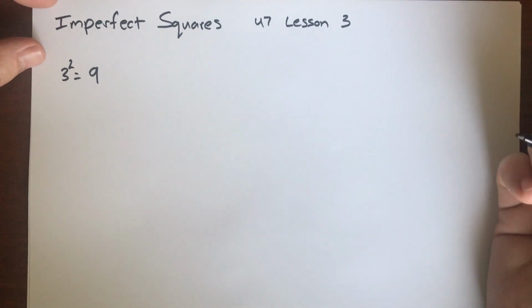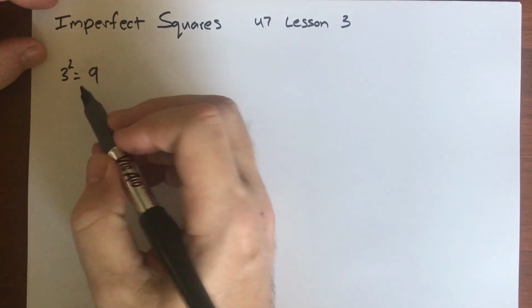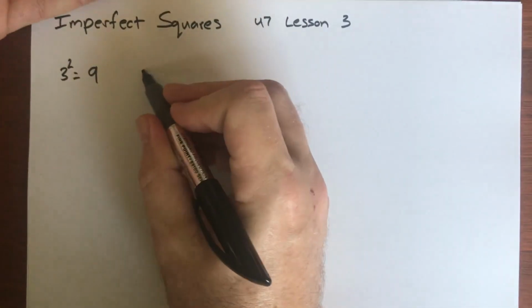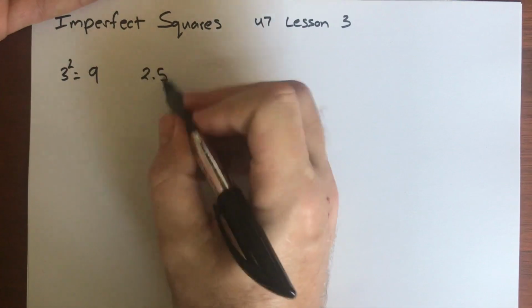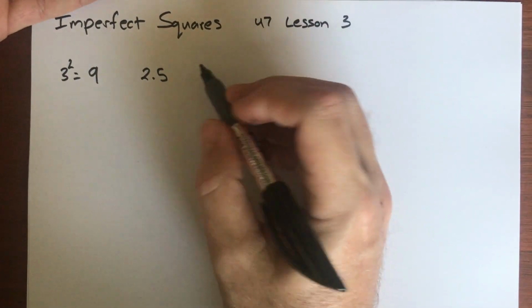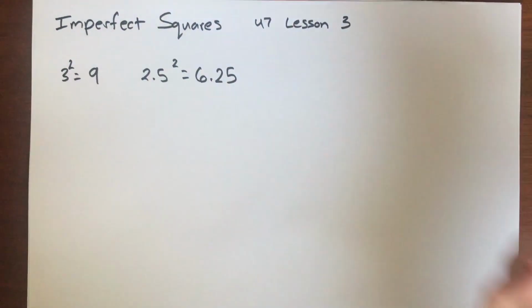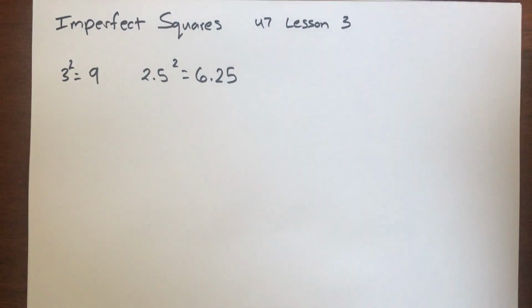Imperfect squares, it's not really when you square them, because any number you square becomes a perfect square, right? So even if I did 2.5, you're like, well, it's not perfect because it's a decimal, but when I square it and I get 6.25, it's still pretty perfect.